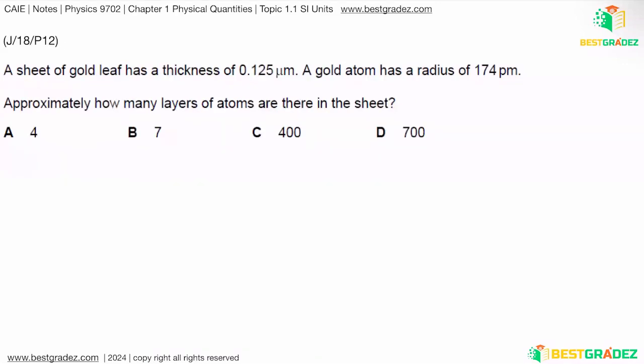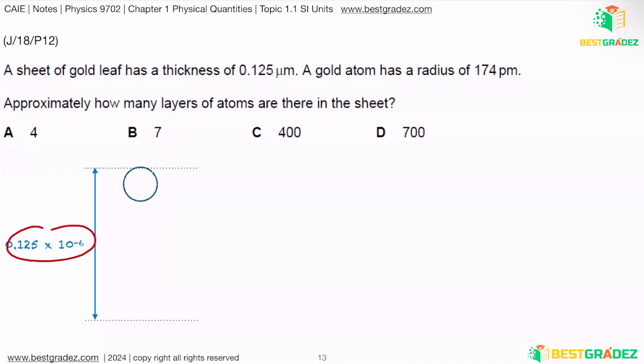Read this MCQ, June 18. They have given us the thickness of a gold leaf, a sheet of gold actually, and they've given us the radius of each atom. I'll give you a hint. If you want to remove micro, you multiply by 10 to the power -6. If you want to remove pico, picometers is one of the prefixes, so you multiply by 10 raised to power -12. They have given us the total thickness, which is 0.125 in 10 power -6.